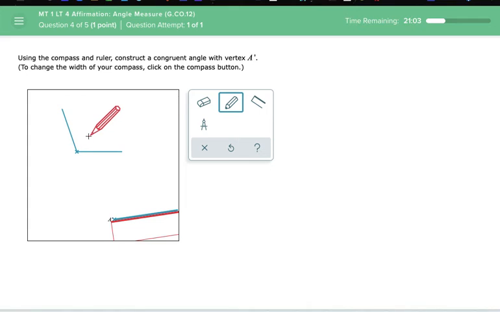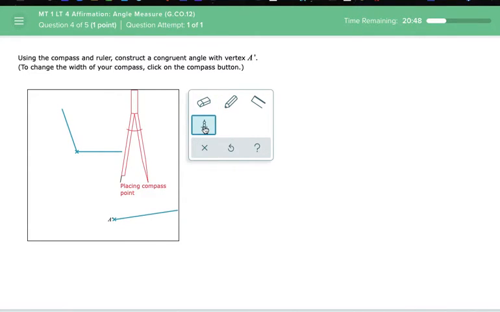Now, when you're constructing an angle, you're really trying to recreate the space between the lines. So we're going to grab our compass. Whoops, not eraser. There we go. Put it on the vertex. It doesn't matter how big you make it, just make sure it goes through both sides. So when I set my compass, I put it back on the vertex, and I draw an arc that goes through both sides of my angle.